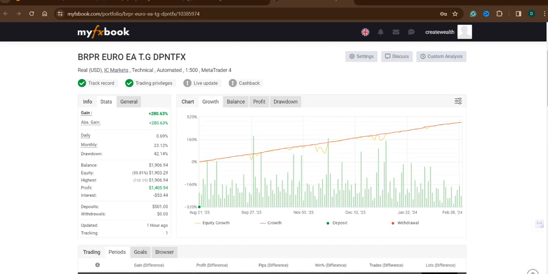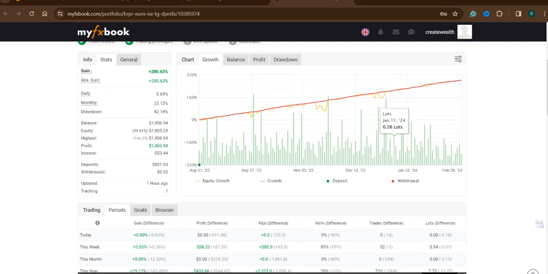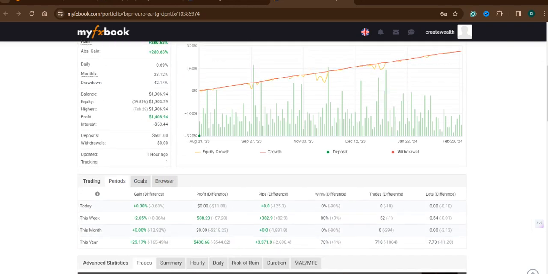Based on this, we are making around 0.69% on a daily basis. The monthly is around 23.12%, and the maximum drawdown that went is 42.14, which is not good, I mean, but in my case it's not bad either, because we started with a lower balance. Anyways, whatever the situation is, the statistics are in front of you, you can just check them out.